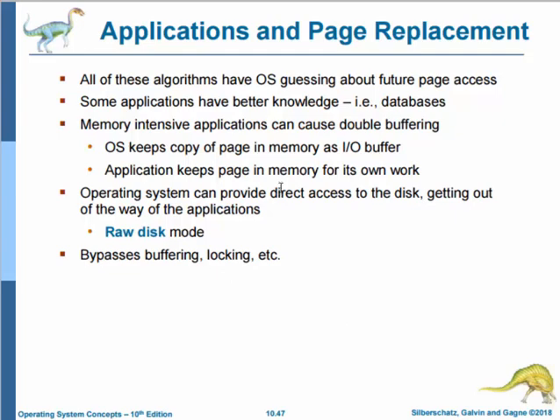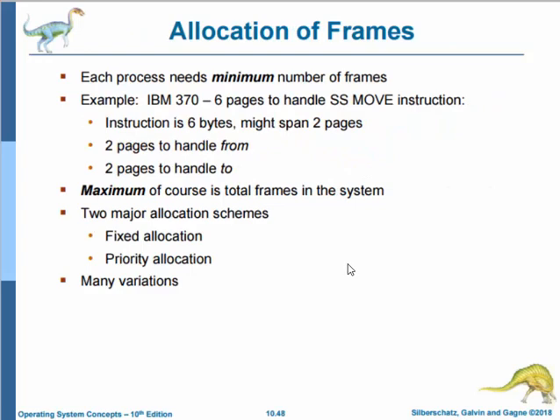In another example, data warehouses frequently perform massive sequential storage reads followed by computation and writes. The LRU algorithm would be removing old pages and preserving new ones, while the application would more likely be reading older pages than newer ones as it starts its sequential reads again. Because of such problems, some operating systems keep a copy of the page in memory as an input-output buffer, and the application keeps the page in memory for its own work. The operating system can also provide direct access to the disk, getting out of the way of the applications.